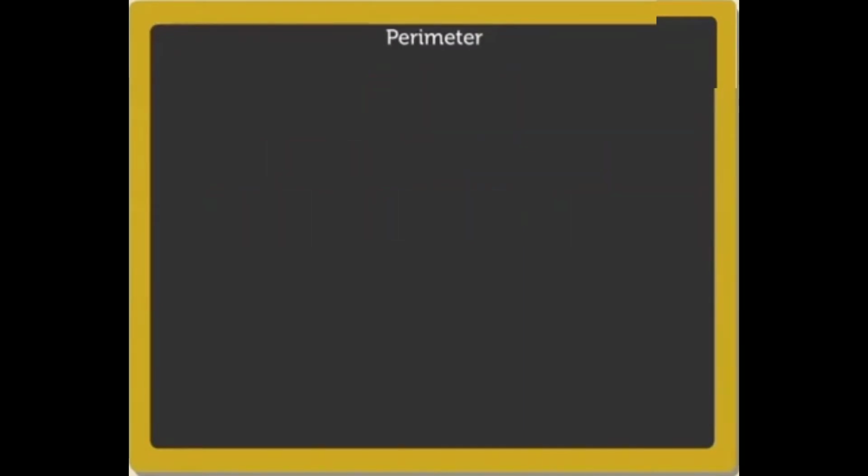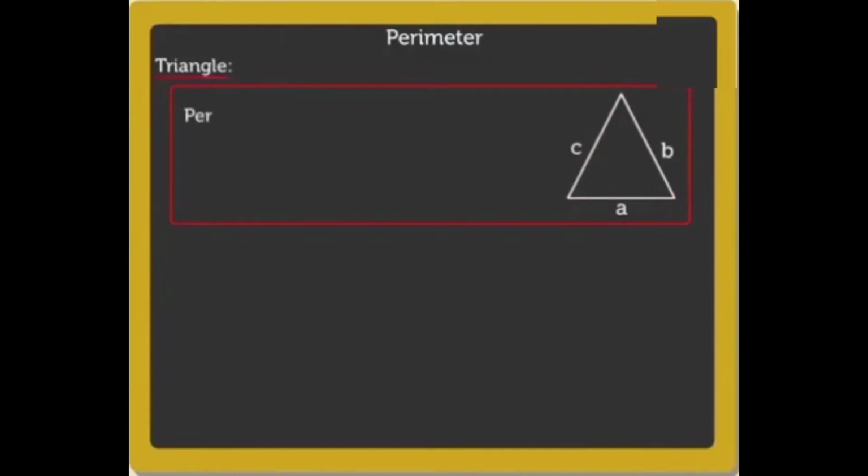Let's start with a triangle. A triangle has 3 sides, side A, side B and side C. To find the perimeter of a triangle, we add the lengths of its sides. Thus, perimeter of a triangle is equal to A plus B plus C.